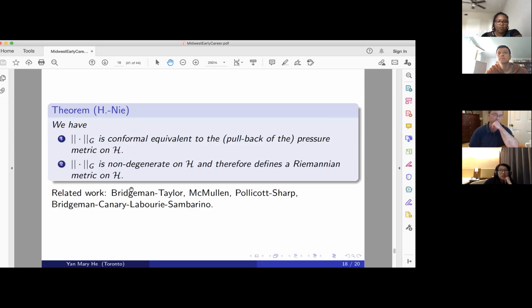In their setting, in quasi-Fuchsian spaces, the pressure metric is degenerate, and they found out which direction the pressure metric is degenerate. And also in the work of Bridgman, Canary, Labourie, Sambarino, they studied the pressure metric for a space of Anosov representations. That is a space in character varieties in higher Teichmüller theory. And there they also have degenerate directions for the pressure metric, right?